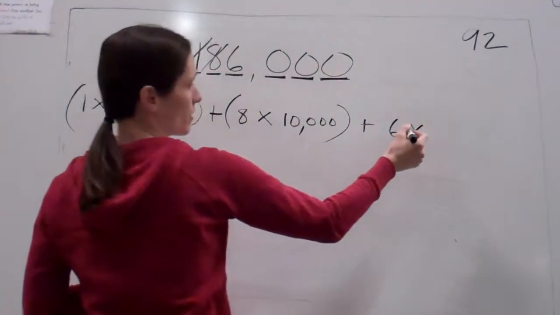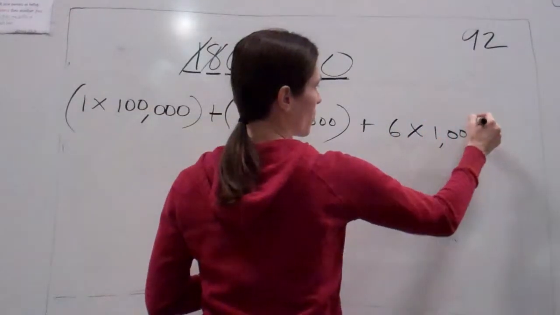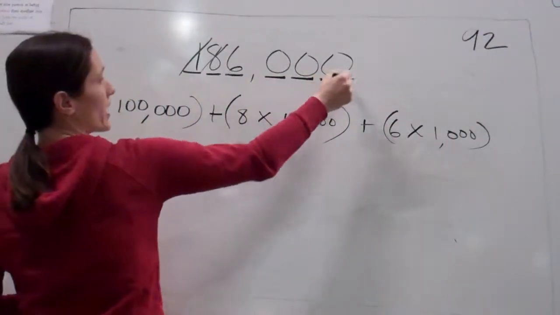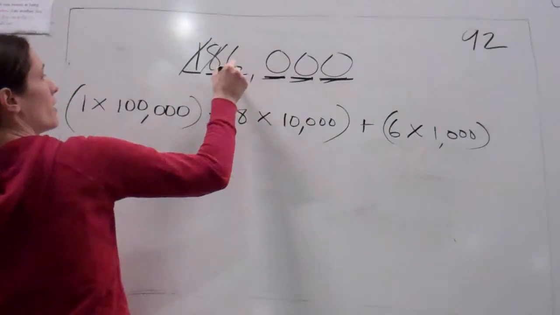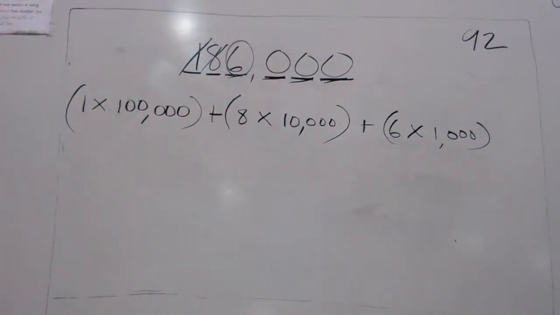6,000 times 1,000. Why? Because it's in the thousand spot. 1, 10, 100, 1,000. What do I do with those zeros? Nothing. They have no value. Okay?